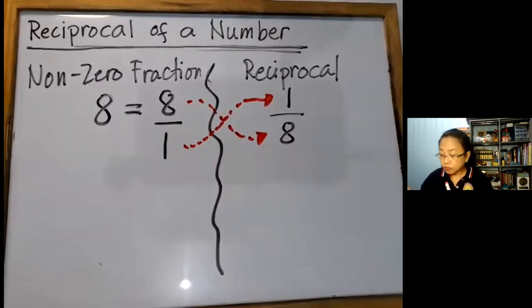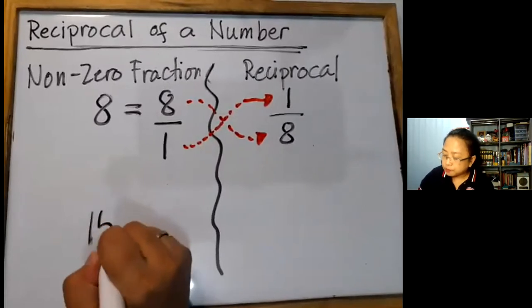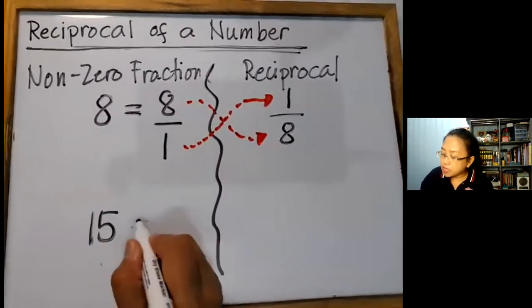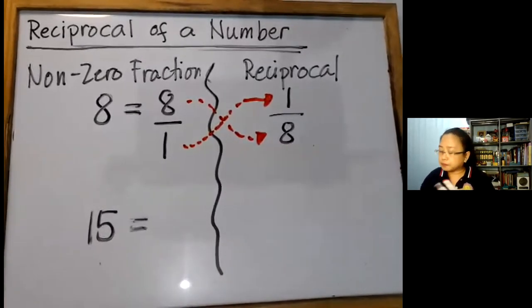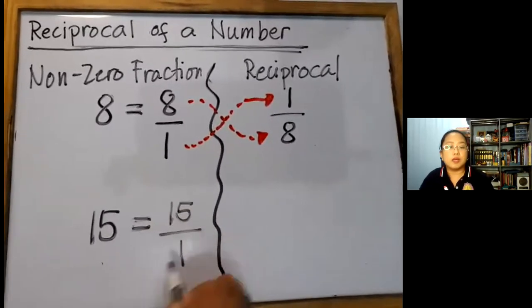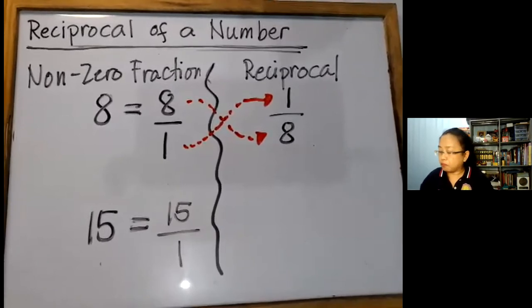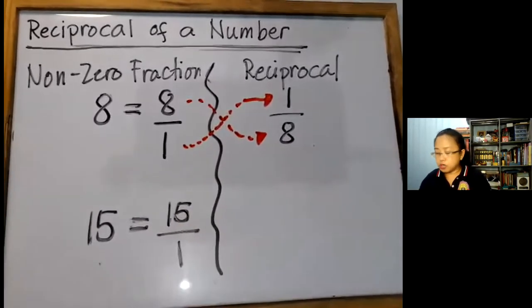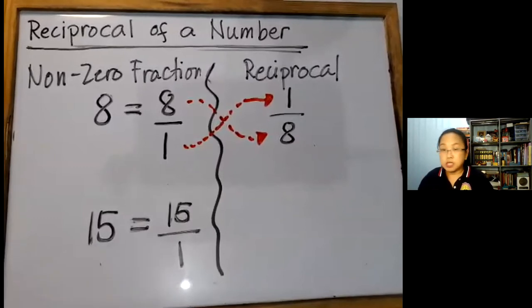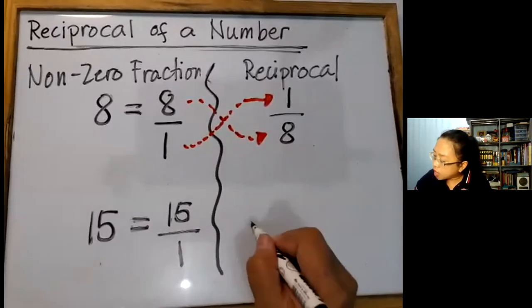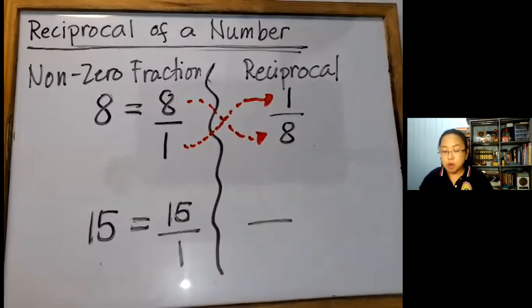Let's have another one. Suppose we have 15. 15 is a whole number. Therefore, the denominator is 1. So, 15 can be expressed as 15 over 1. Okay? 15 over 1. So, since meron na tayong denominator at saka numerator, we can now switch these numbers. Yung mga places, ililipat natin sila ng lugar. Okay? So, we'll have the fraction bar.